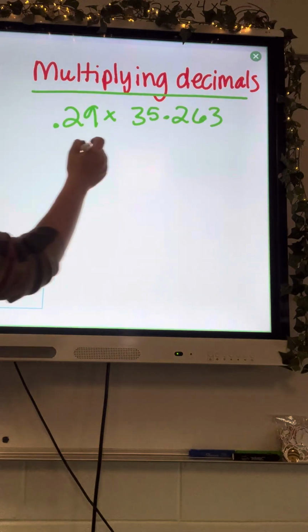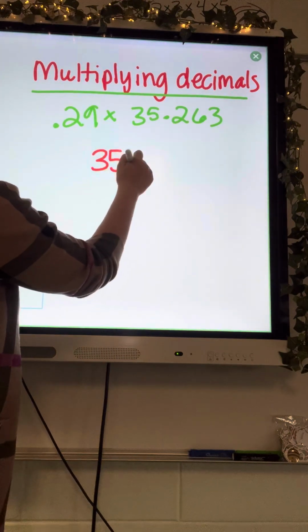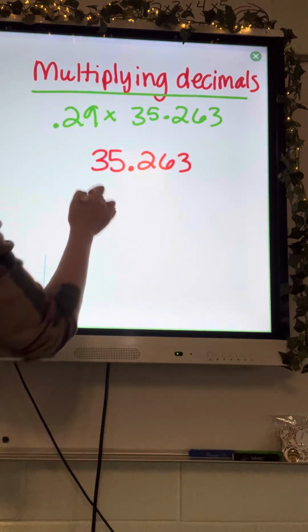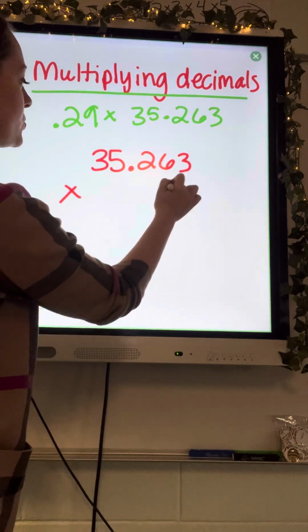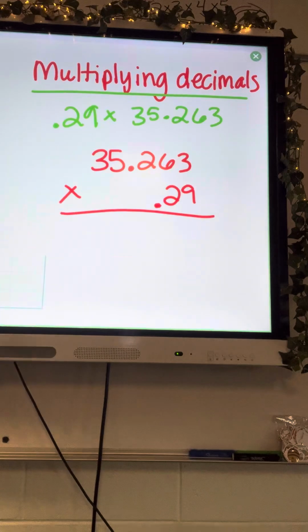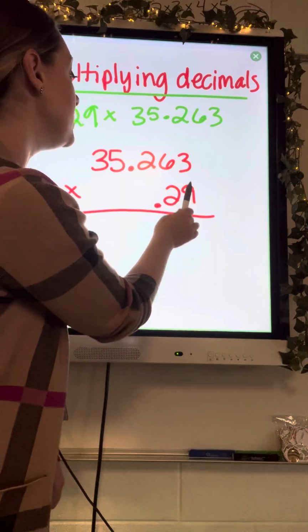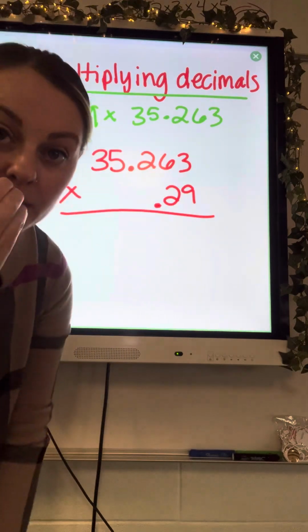I am not going to line up my decimals. I'm going to do 35.263 thousandths times 0.29. We don't line up the decimal. And same thing that we just did. We will not be done with 9 until it multiplies by every single number up here.